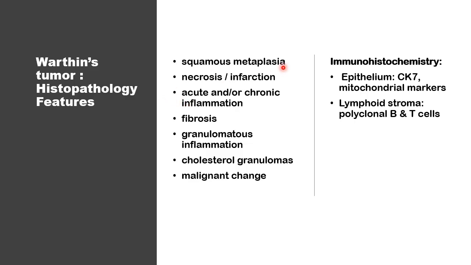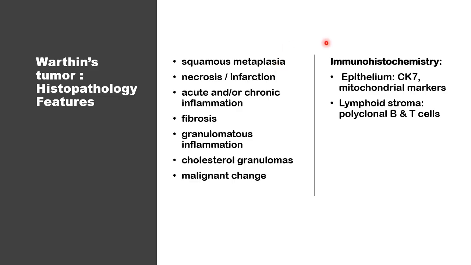The histopathological features, in addition to the squamous oncocytic metaplasia, would include things like necrosis or even infarction in the tumor, plus signs of acute or chronic inflammation and fibrosis from the repeated inflammation of the lymphoid stroma. Sometimes this could form a granulomatous inflammatory reaction, and sometimes cholesterol granuloma could be identified in relation to the history of hemorrhage into the cystic spaces. Very rarely, in less than 1% of the cases, there will be signs of malignant changes.